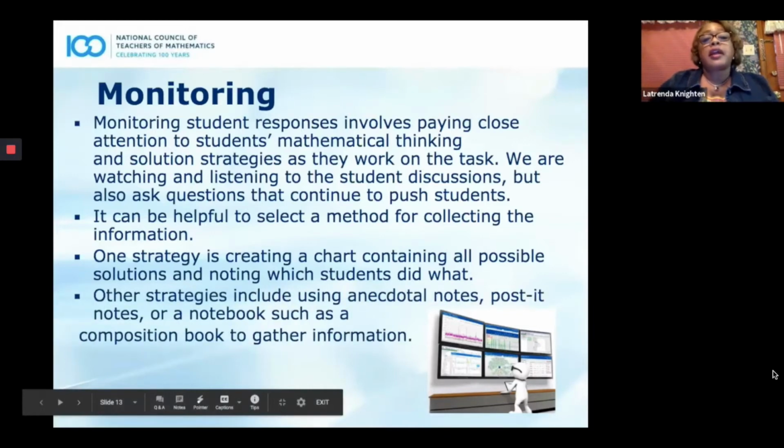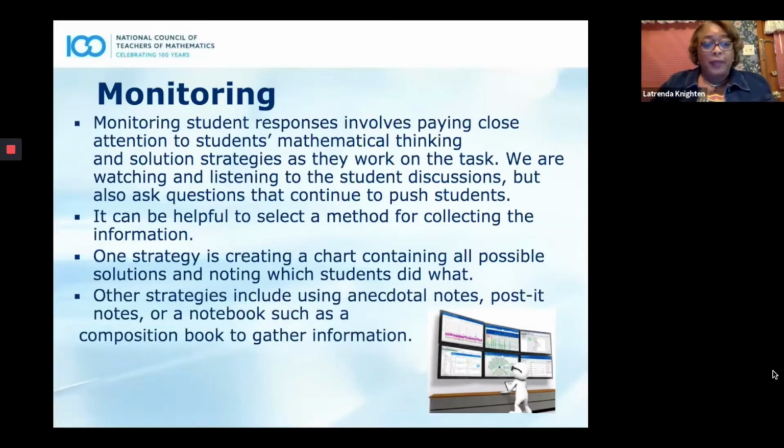But sometimes I have to be completely honest. I usually collect my information the old school way. As Beth told you, I'm a little old. So I use the old school way, where you maybe use just anecdotal notes. One of my favorite ways is to have my composition notebook and maybe have Post-its or some type of sticky notes. And I'm just making note of each child's name, what strategies I see them using.